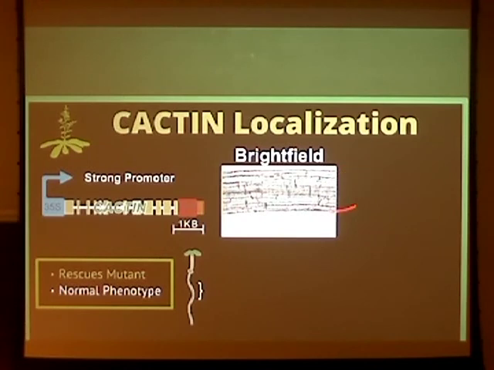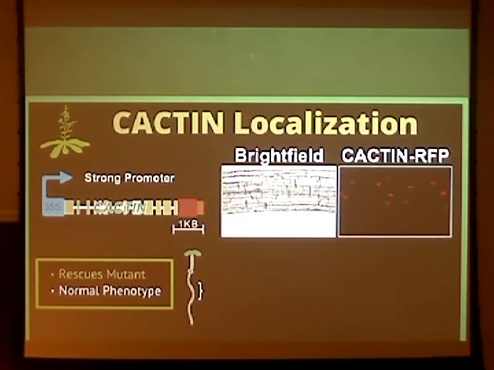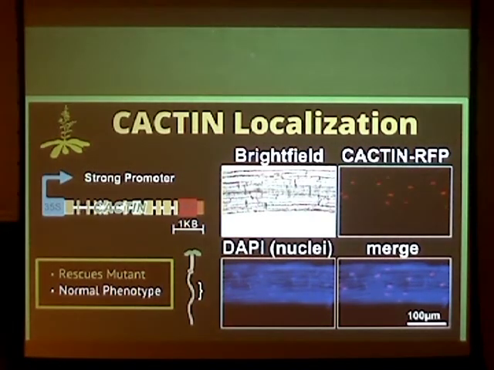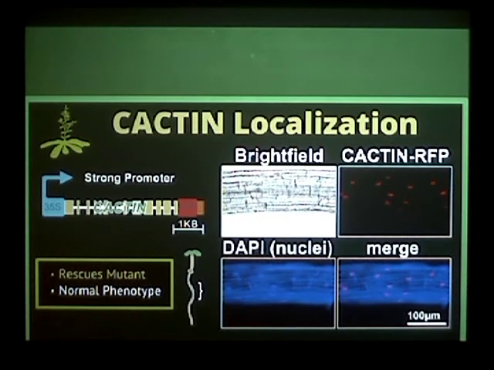So this is a bright field picture from the mature root, which is just in this upper area of seedlings. And when we look for RFP, we see cactin-RFP localizing to nuclei of the root. So here I'm using DAPI, which is a chemical stain that stains both nuclei and the cell wall. Actually, I'm going to switch this here. Is that a little bit better to see the slides? Okay. So you can see that all of our red dots are occurring on top of these blue dots. And so this was showing us that cactin is expressed in the nucleus of these root cells.